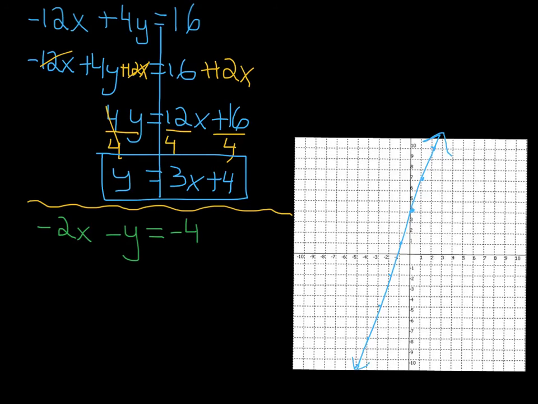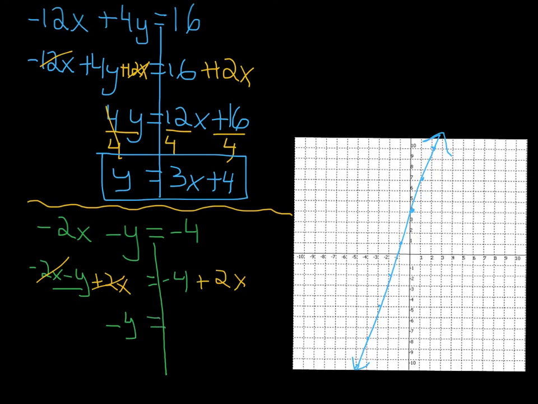But now we need to solve the other equation. Same idea. We have a negative 2x we need to get to the other side. We need to add 2x to both sides. So negative 2x minus y equals negative 4. But I'm going to add 2x to both sides. Now be careful, on the left side, notice there's a negative y left over, not just y.